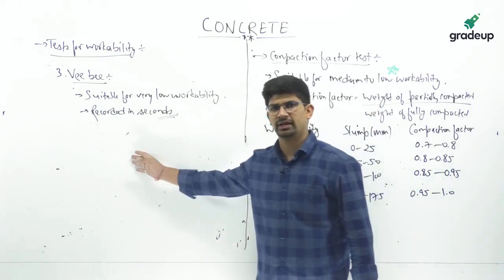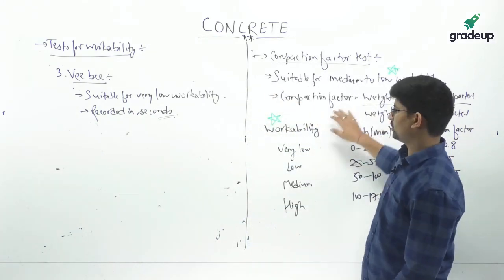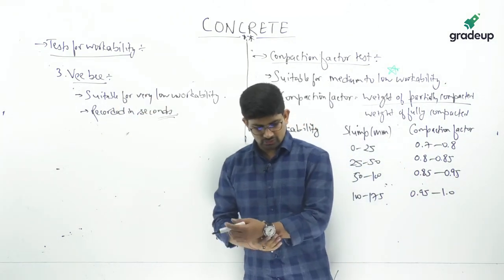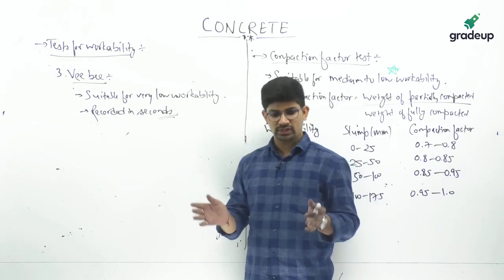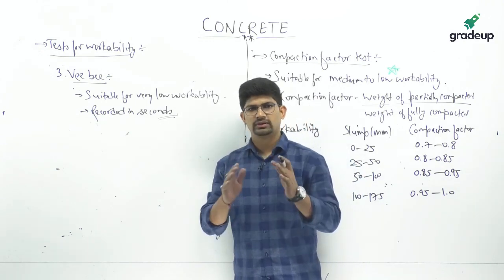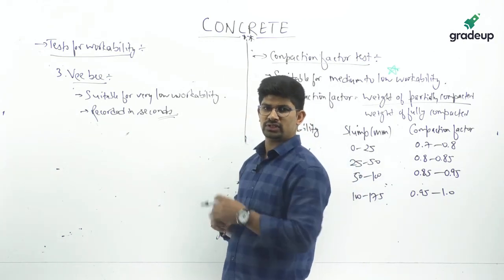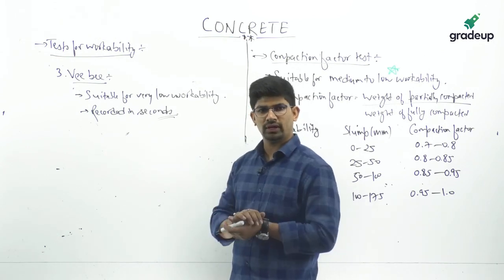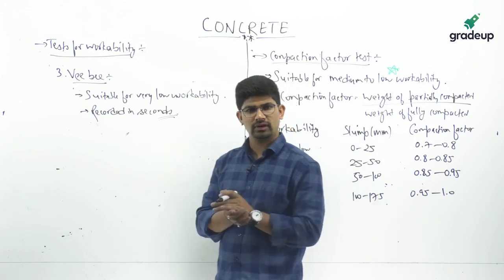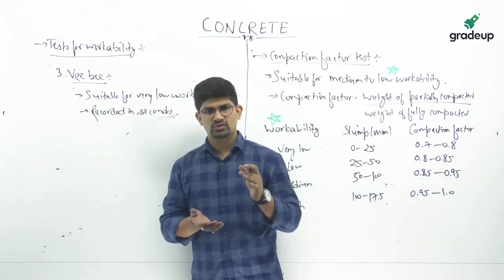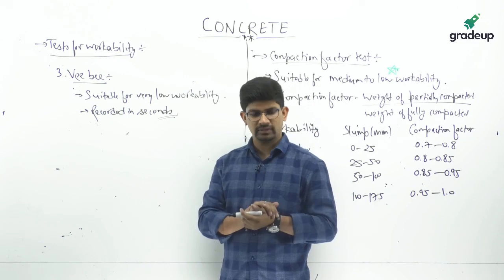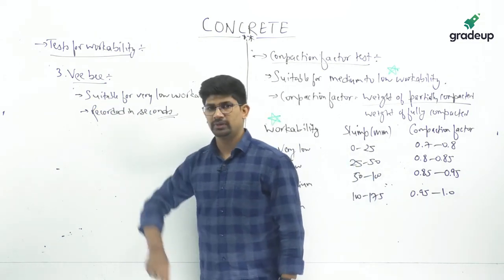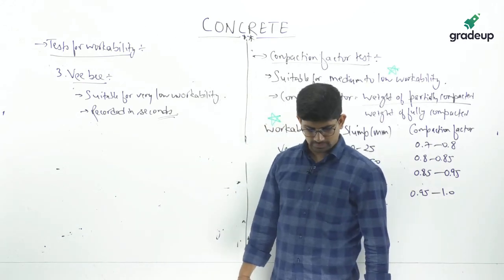In slump you measure in mm, in compaction factor it is a ratio, while in VB it is recorded in seconds. So it is the time when the concrete specimen will assume the cylindrical shape. The cone for this is similar to the one used in the slump test. You remove the cone and give vibrations to the concrete. By the time it attains a cylindrical shape, you record that time, and that is the VB time for the concrete.